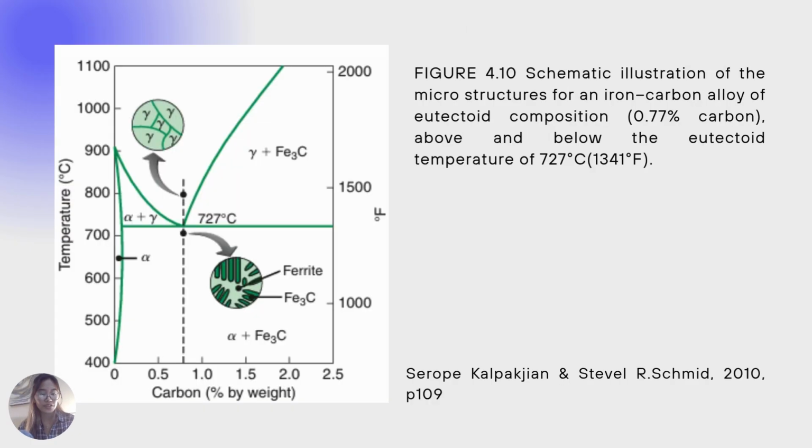Now this is another one of those schematic illustrations of the microstructure for an iron-carbon alloy of eutectoid composition. This one is 0.77% carbon, above and below the eutectoid temperature of 727 Celsius or 1,341 Fahrenheit.